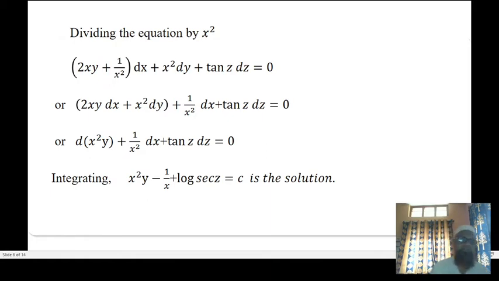By inspection method, we just rearrange the terms and divide to get the solution. Dividing the given equation by x^2, the given equation is (2xy + 1/x^2) dx + x^2 dy + tan z dz = 0. Rearranging the terms: 2xy dx + x^2 dy + (1/x^2) dx + tan z dz = 0. The first two terms equal d of x^2 y, plus 1/x^2 dx plus tan z dz, which is exact. Integrating: x^2 y minus 1/x plus log sec z equals c, the integrating constant.